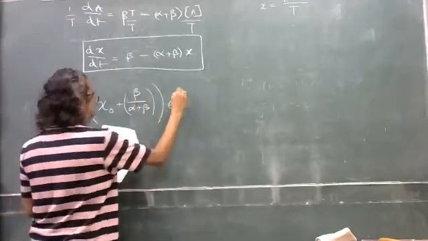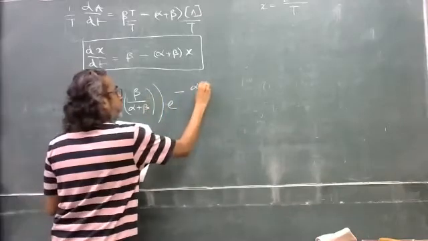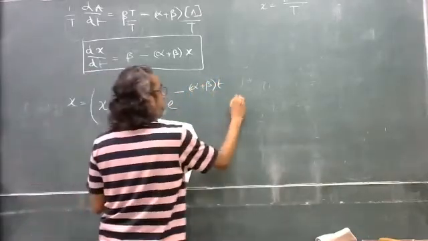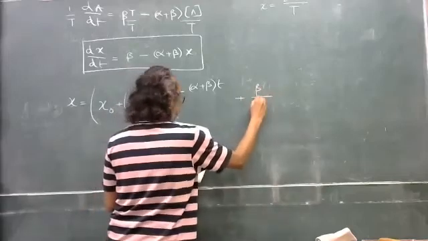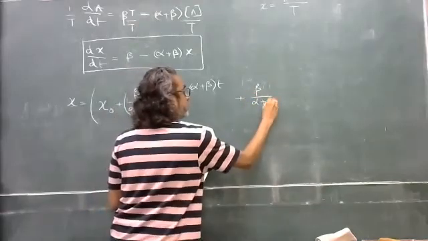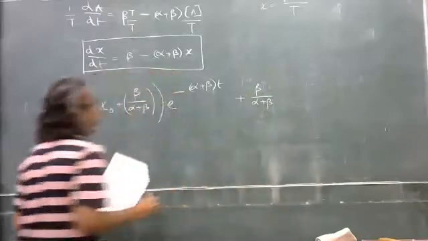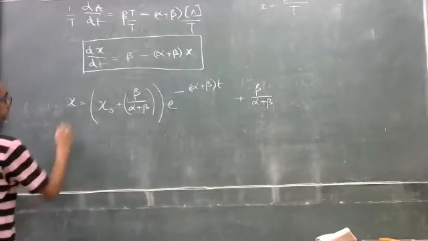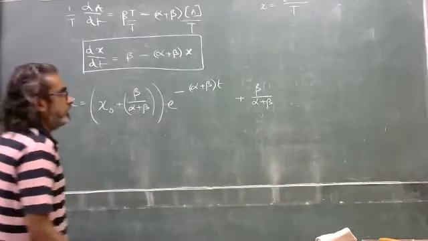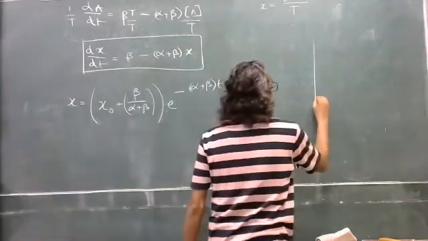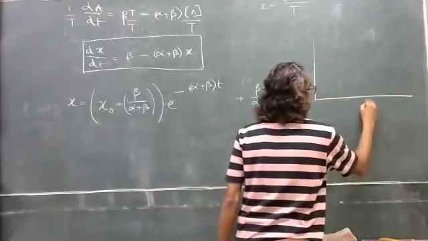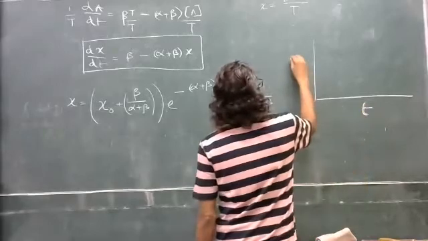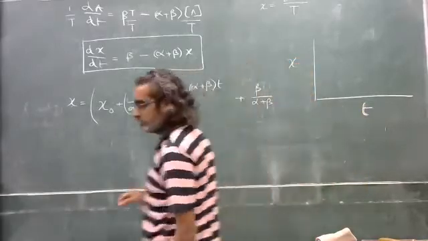Then it is e power alpha plus beta times t plus beta by alpha. So this is an expression for x, and then you can actually plot this as a function of t, right? Fraction of x as a function of t.